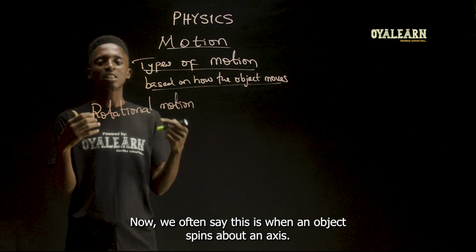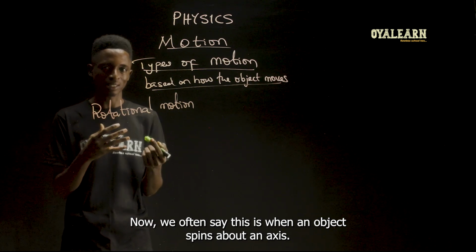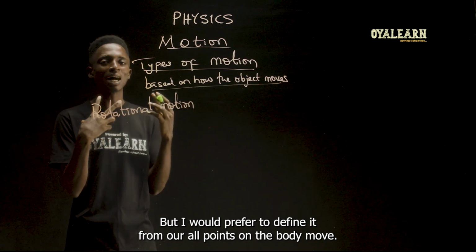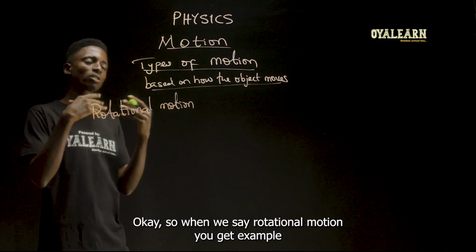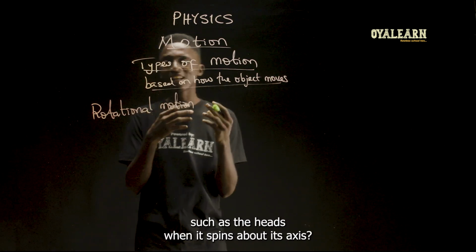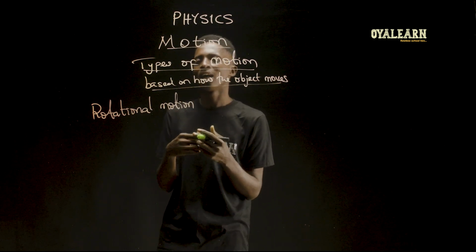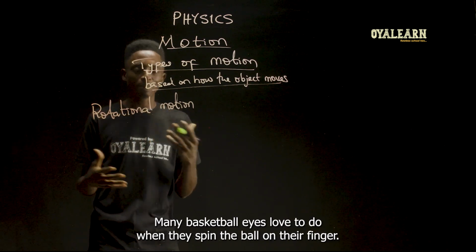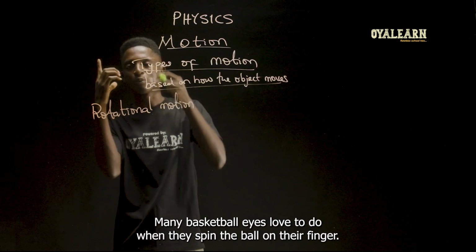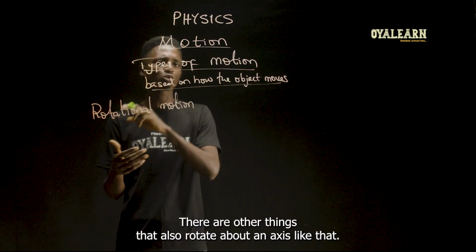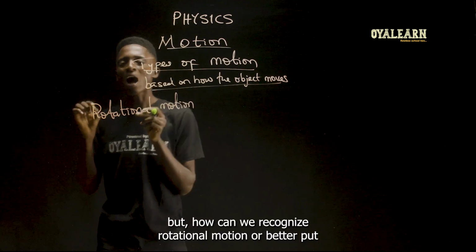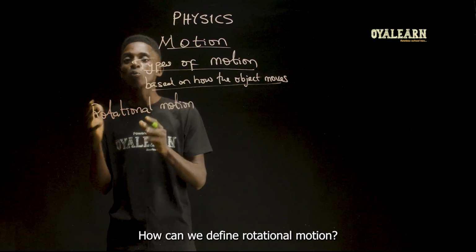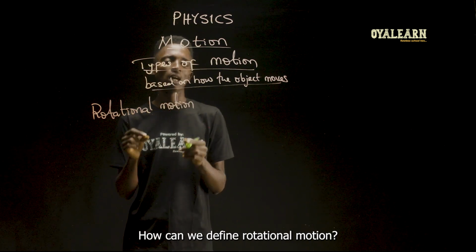Now we often say this is when an object spins about an axis, okay, but I would prefer to define it from how all points on the body move. So when you say rotational motion, you get examples such as the earth when it spins about its axis. You could also have the same thing for when you spin a ball on your finger, a trick that many basketballers love to do when they spin the ball on their finger. There are other things that also rotate about an axis like that. But how can we recognize rotational motion, or better put, how can we define rotational motion?